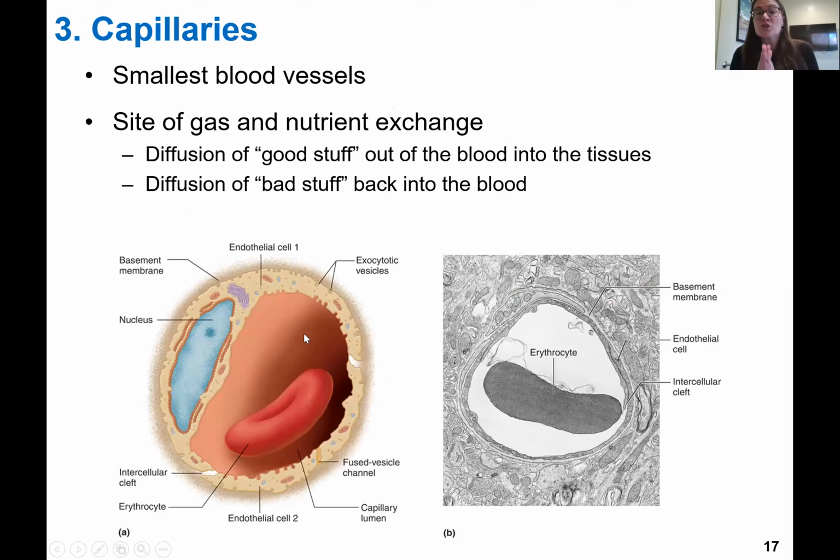Okay, so now we're going to continue on through our vascular system. We've done large arteries, smaller arteries, arterioles, and now we're going to get into the capillary bed. The capillary beds are the smallest blood vessels, and this is going to be the site of gas and nutrient exchange. You're going to get diffusion of the good stuff out of the blood vessels and into the surrounding tissues, and diffusion of bad stuff into the blood, and it's going to be taken to its various sites for dealing with the bad stuff: kidneys, liver, lungs for the gases.